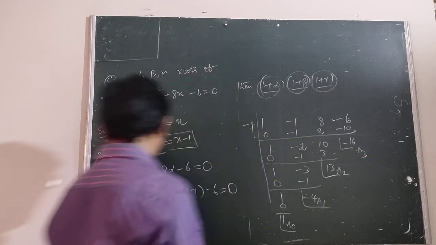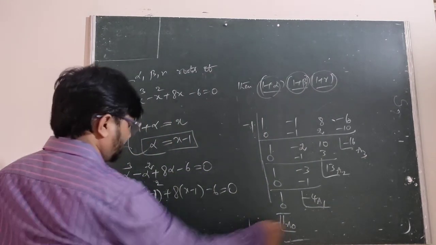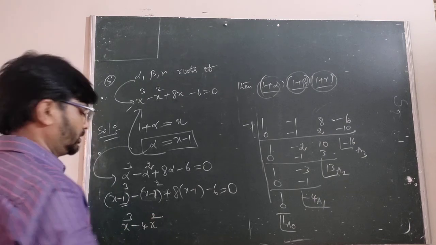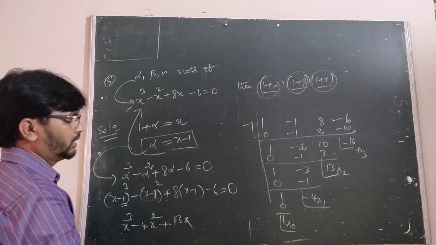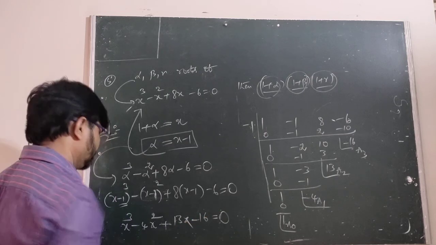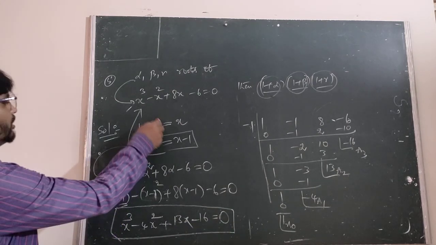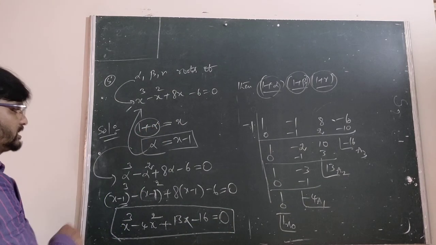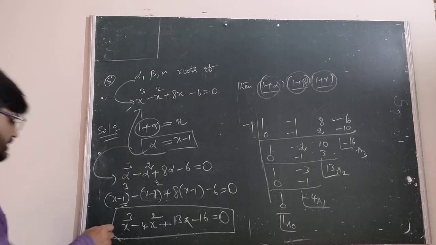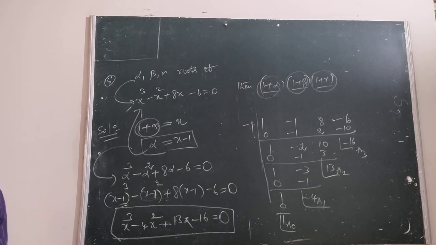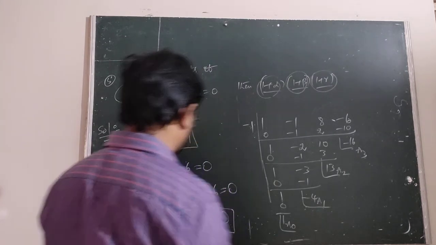Now the equation here we can write: x cube minus 4x square plus 13x minus 16 equal to 0. This is the transformed equation having the roots 1 plus alpha, 1 plus beta, 1 plus gamma. Now the product of the roots.